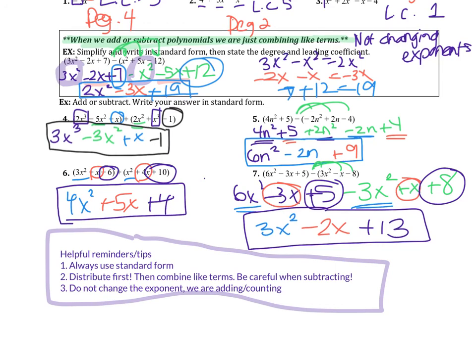So thinking back, our essential question was, how do we identify what a polynomial is and its key parts? So we talked about terms, degree, leading coefficient, standard form. And then how do we add and subtract them, which we just talked about here.